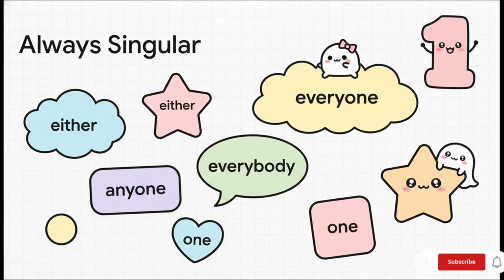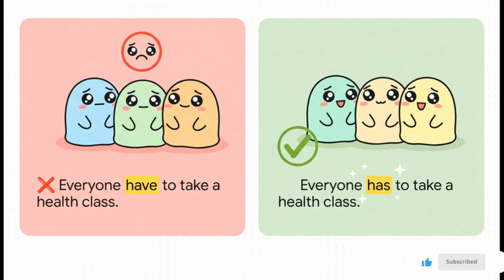Always. No exceptions. And here is that classic error in action. Our brain thinks everyone equals all the people, so we want to use the plural verb, have. But you have to fight that instinct. The rule is absolute. Everyone is singular, so it must shake hands with the singular verb, has.